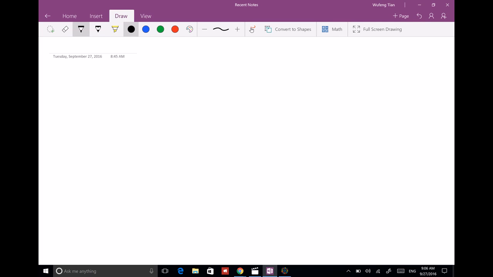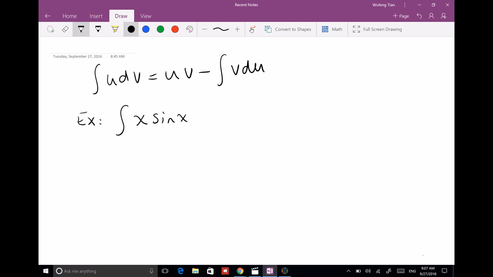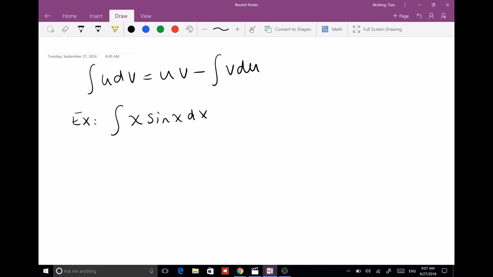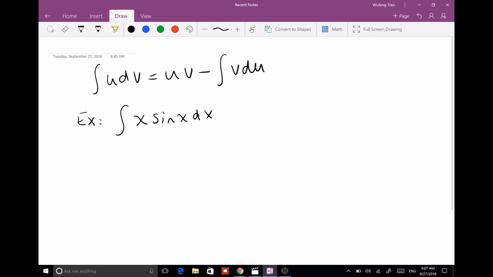Okay. So yesterday we started the introduction of integration by parts. The formula is the integral of u dv equals uv minus the integral of v du. Okay, and we're going to look at more examples. For example, if I have the integral of x sine x dx.